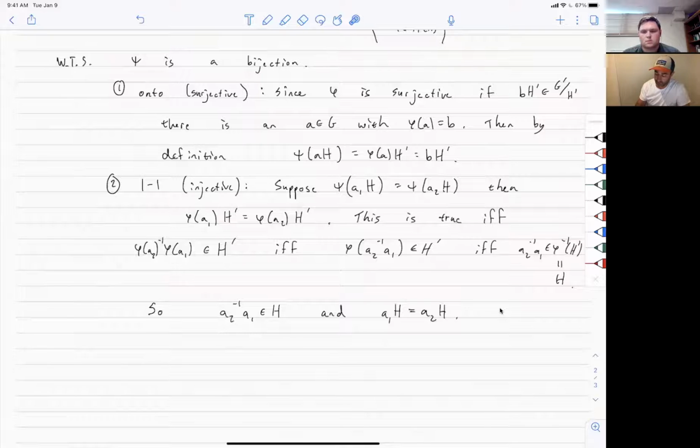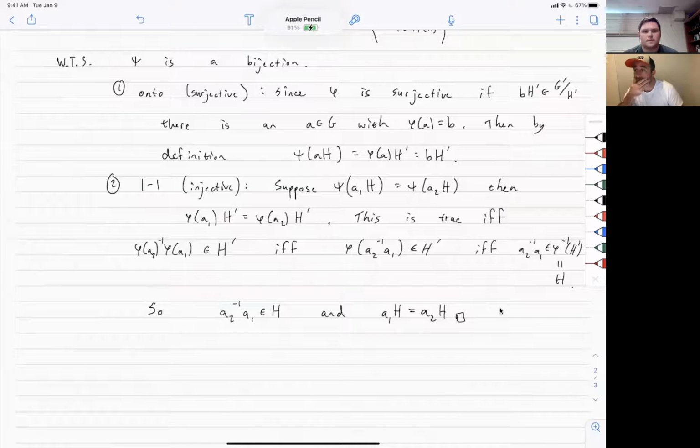For injectivity, we want to say, okay, if psi sends two elements to the same thing, then those two elements were equal, and they are. Since they're equal, there can't be duplicates, and it's injective. Injectivity is done, and then bijection, we've established as a bijection, so we're done.